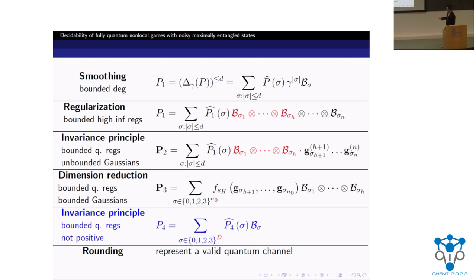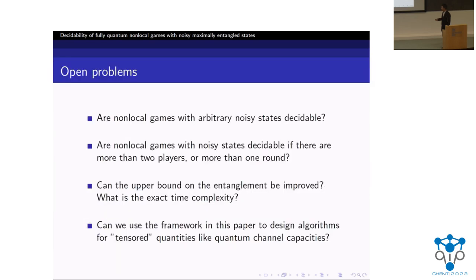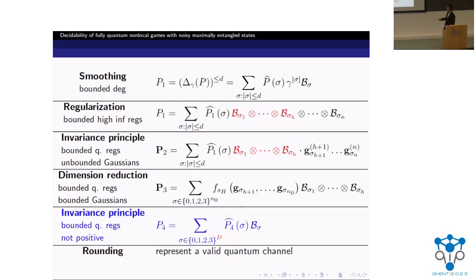At last, we substitute all the Gaussian variables back to the quantum registers. So in this step, the number of quantum registers of the operator is now bounded. However, the operators are not positive now. So we need the last step.